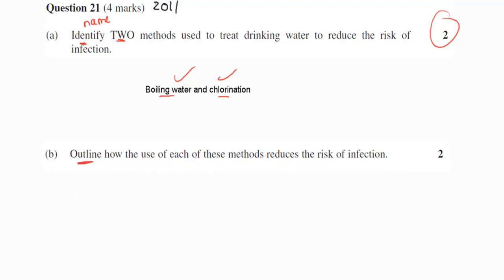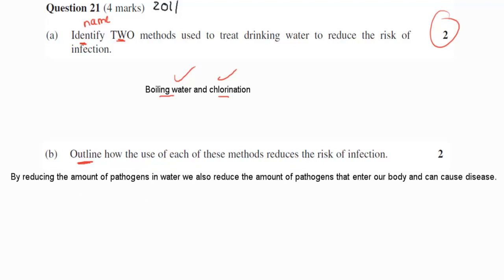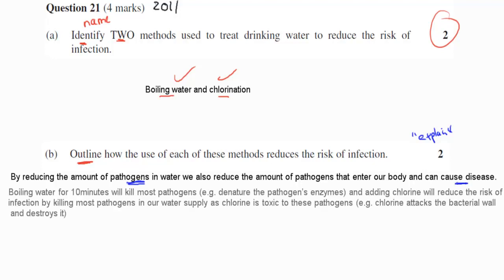Right, so this is what I wrote. Again, this first statement is something that you can write. It's not a super requirement, but it'd be useful. I just wrote, by reducing the amount of pathogens in water, we also reduce the amount of pathogens that enter our body and cause disease. This would have been more of an explain, right? We only had an outline. But if you have the time, you can just add that in, because what we were saying here is we reduce the amount of pathogens, which means reduce the amount of disease, because they can't get into our body and cause disease.